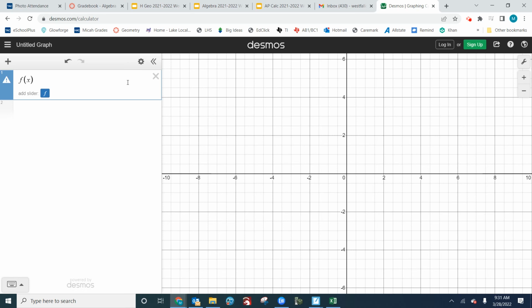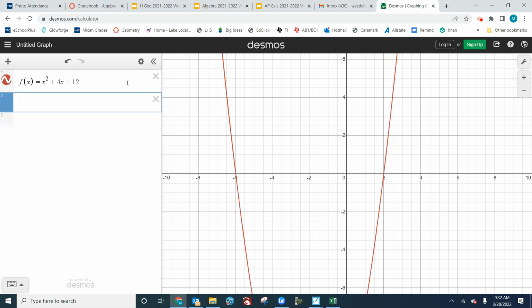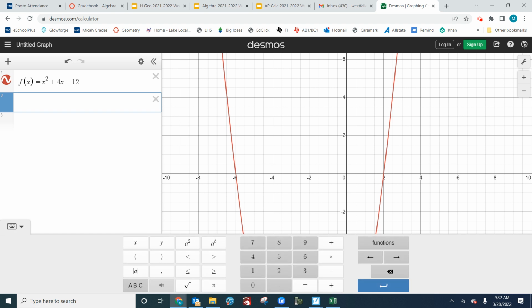First one was f of x equals x squared plus 4x minus 12. Guys, do you see how we can? Does anybody have trouble putting the squared in? Okay, it's right here. You can hit it once you go x, and then you hit that, and that'll square it. Or the caret button, the second 6 on a keypad.